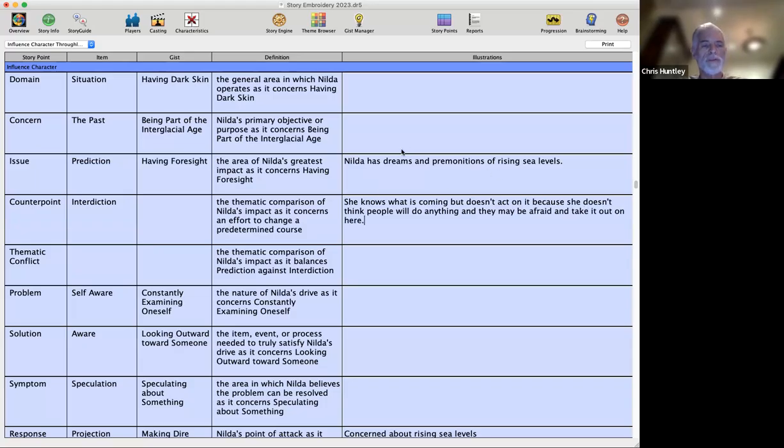Okay, so I actually filled in the two halves. The issue is prediction. Nilda has dreams and premonitions of rising sea levels, but then interdiction, which is the other side, which is doing something about it effectively. She knows what's coming, but doesn't act because she doesn't think people will do anything, and they may be afraid and take it out on her. So that's sort of, I know what terrible thing is coming. I could do something about it, or not, because they're not going to believe me anyway. So that's how you get both sides of that argument.